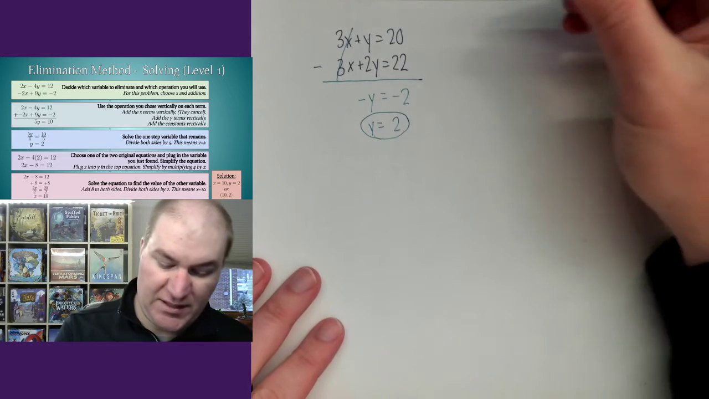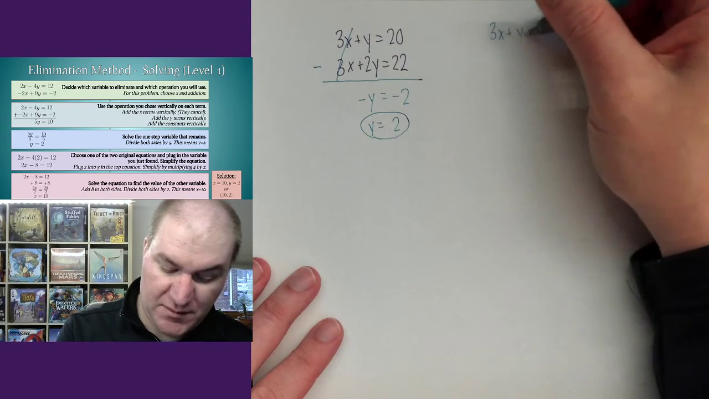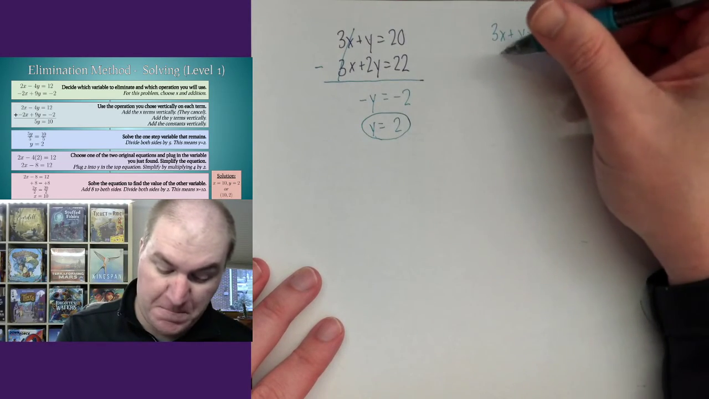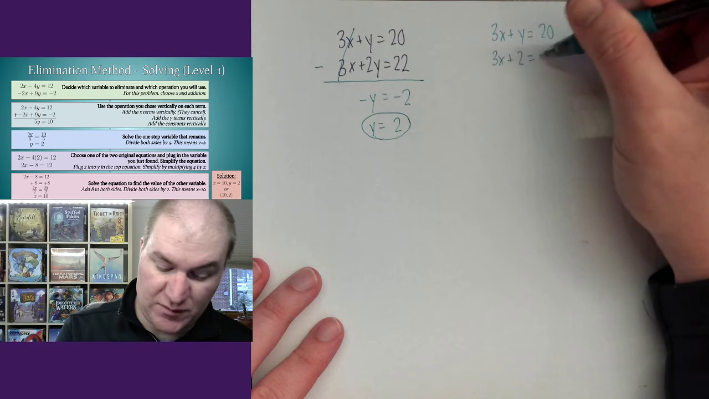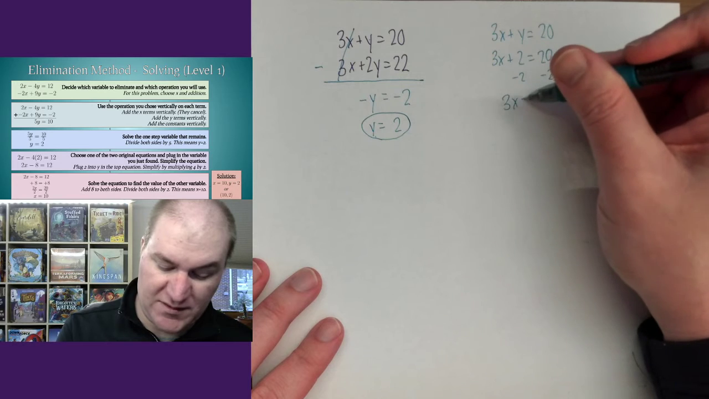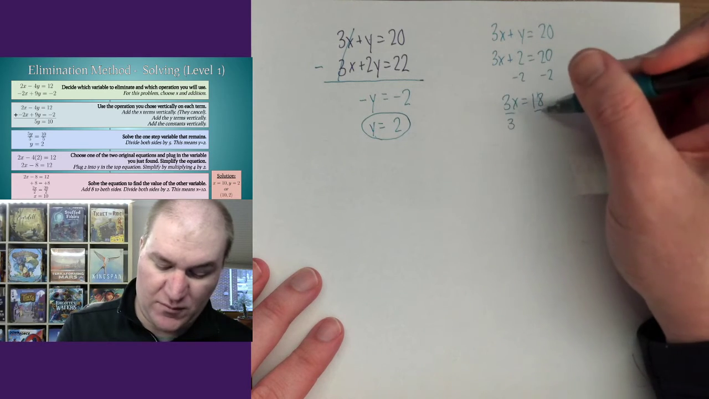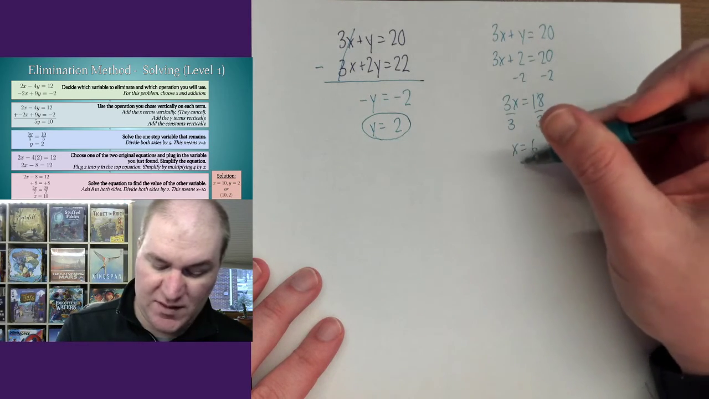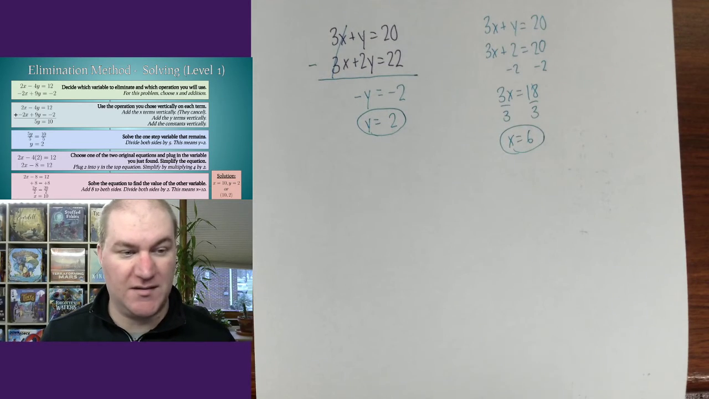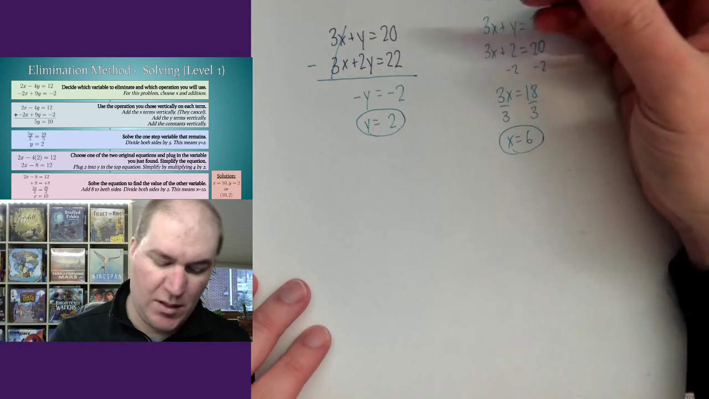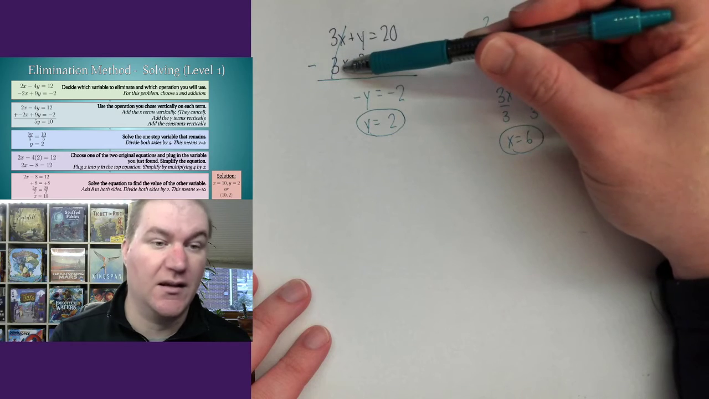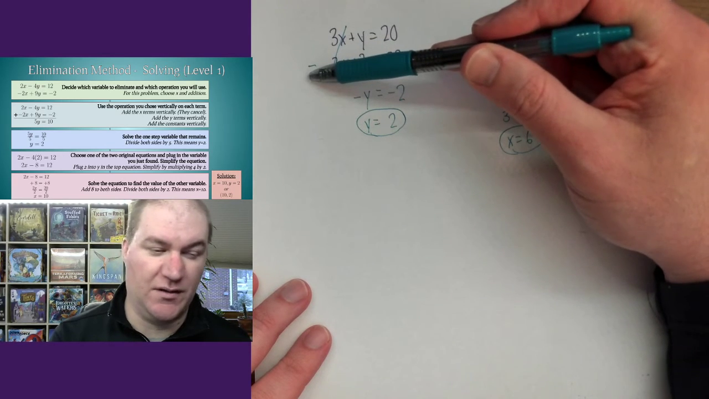So now we need to plug in y equals 2 into one of these equations. I'm going to pick the top one. 3x plus 2 equals 20. Subtract 2, get 3x equals 18. Divide by 3, and get x equals 6. So in this example, it's really the same process. The only difference is that first step. When you notice that the variables that you're trying to eliminate are the same sign, then you should use subtraction to get rid of them.